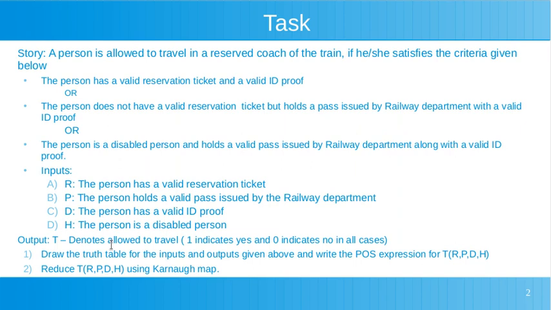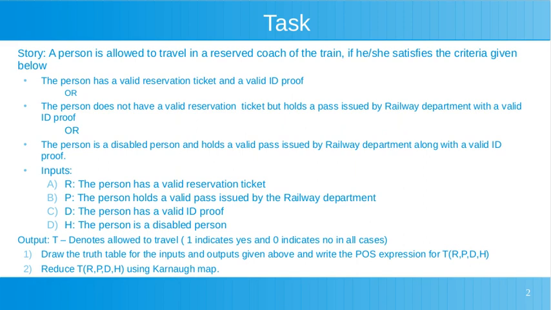Output T will be allowed to travel in the reserved coach or not. So 1 indicates yes, 0 indicates no. The task is to draw the truth table for the inputs and outputs given above and write the POS expression. POS expression means product of sums. So we have to find the disjunctive terms first, then product of those terms, means conjunction of those disjunctive terms for output T given these inputs, and then the task is to reduce the output using Karnaugh map.